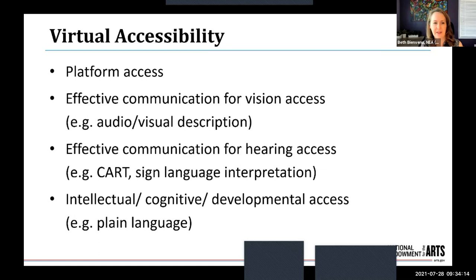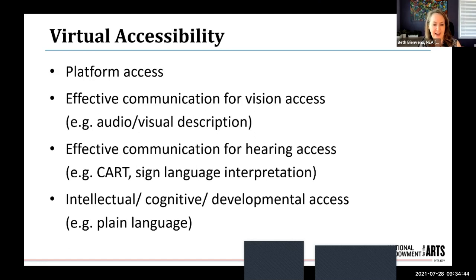So look at the platform that you're using. If it's Zoom, if it's Teams, they have information on how to make it accessible. Make sure that you have effective communication for vision access, providing audio and visual description. And I hope that I've been successful in providing the visual description and the audio description available here. And I want to give kudos to Mind's Eye for providing all of the access today.